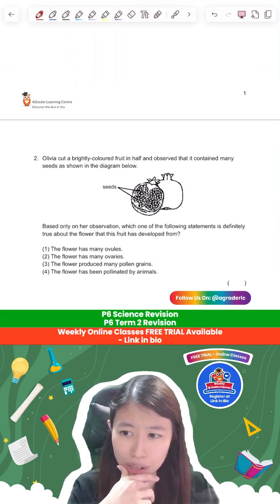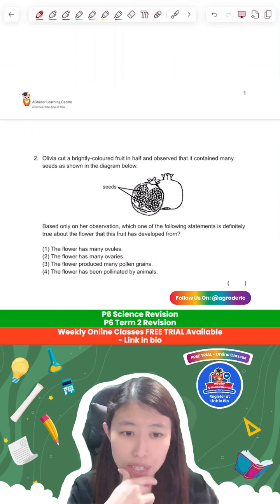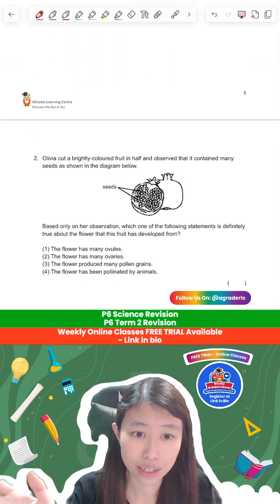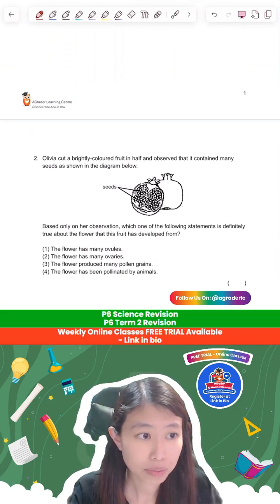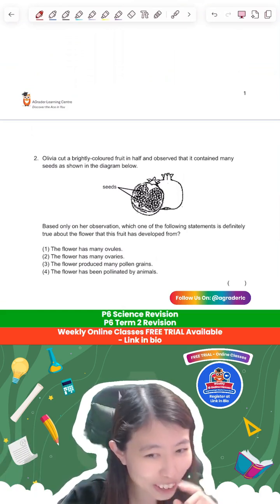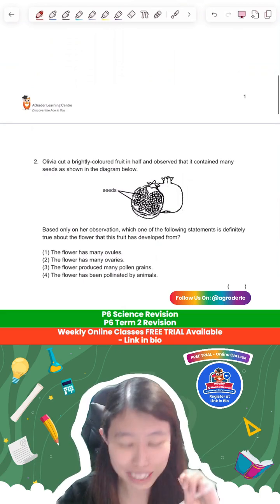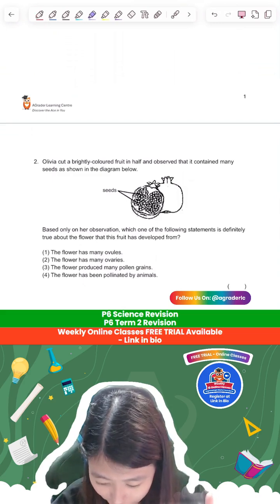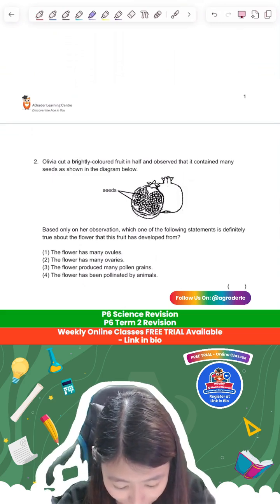Okay, now I've seen 1 and 2. So for this, let's look at the important key things here. Later I tell you the correct answer. I explain it, I highlight the key points first. For question 2, you must take note of a few key things, which is brightly colored fruit.